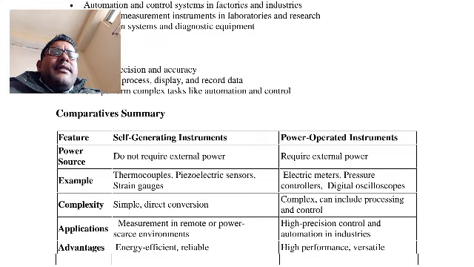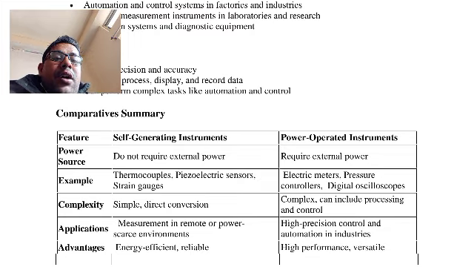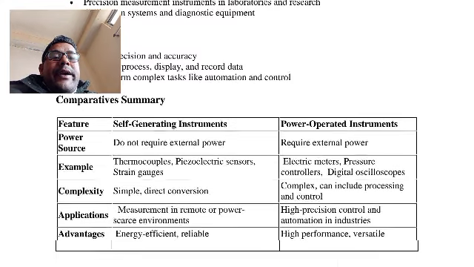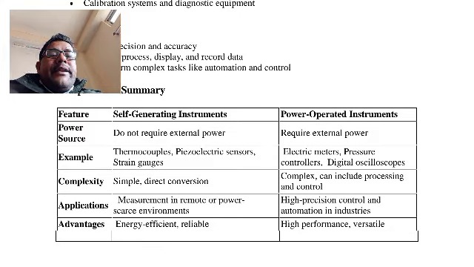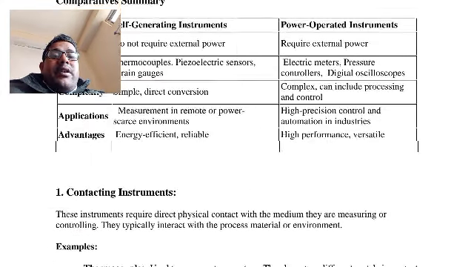Complexity: self-generating instruments are simple with direct conversion. Power-operated instruments are more complex, including different types of processing and control. Application: to measure in remote areas and power-scarce environments where we don't have power, we can use self-generating instruments. In high precision and control automation industries, where we need very precise, very controllable output, we can use power-operated instruments. Advantage: energy efficient, reliable, high performance is required.